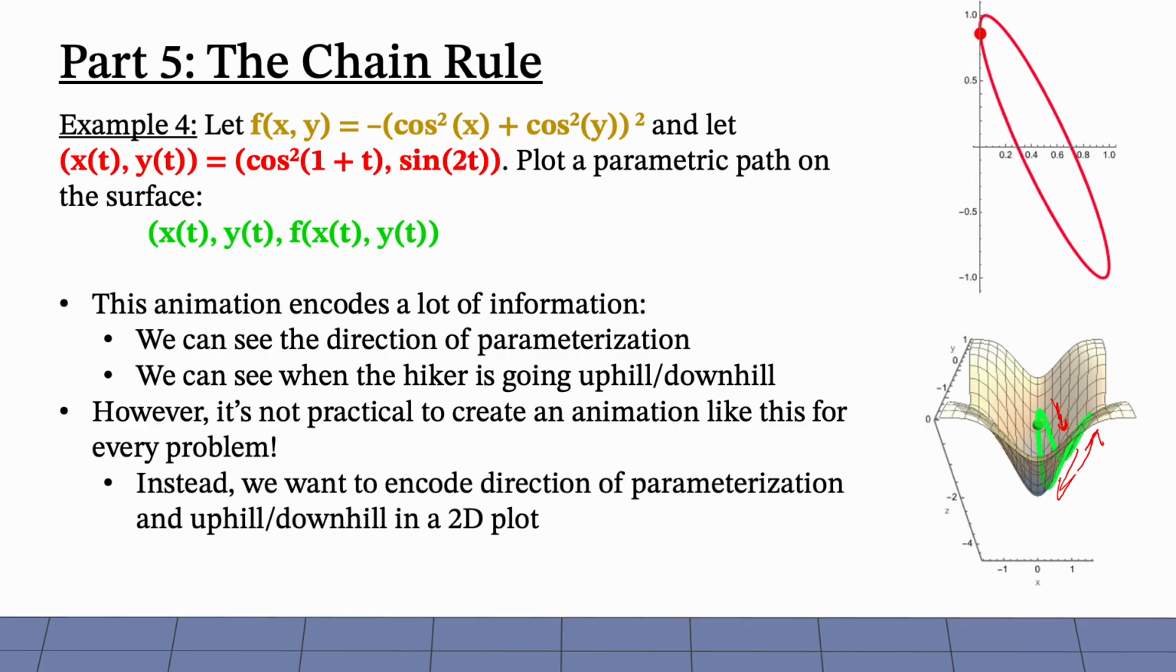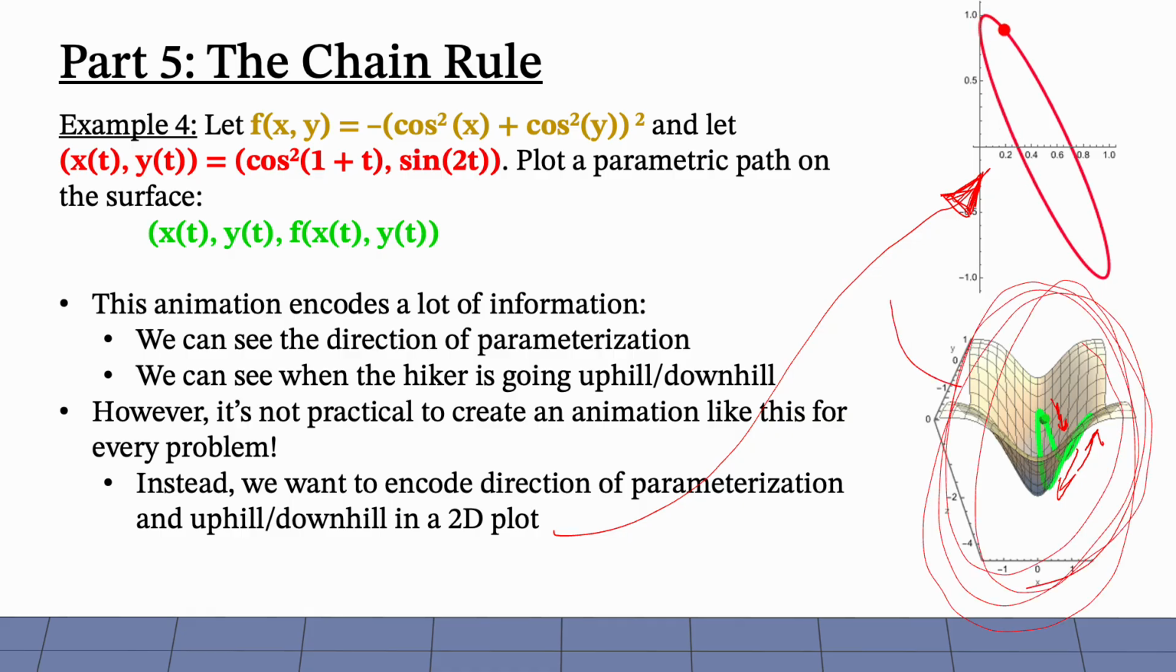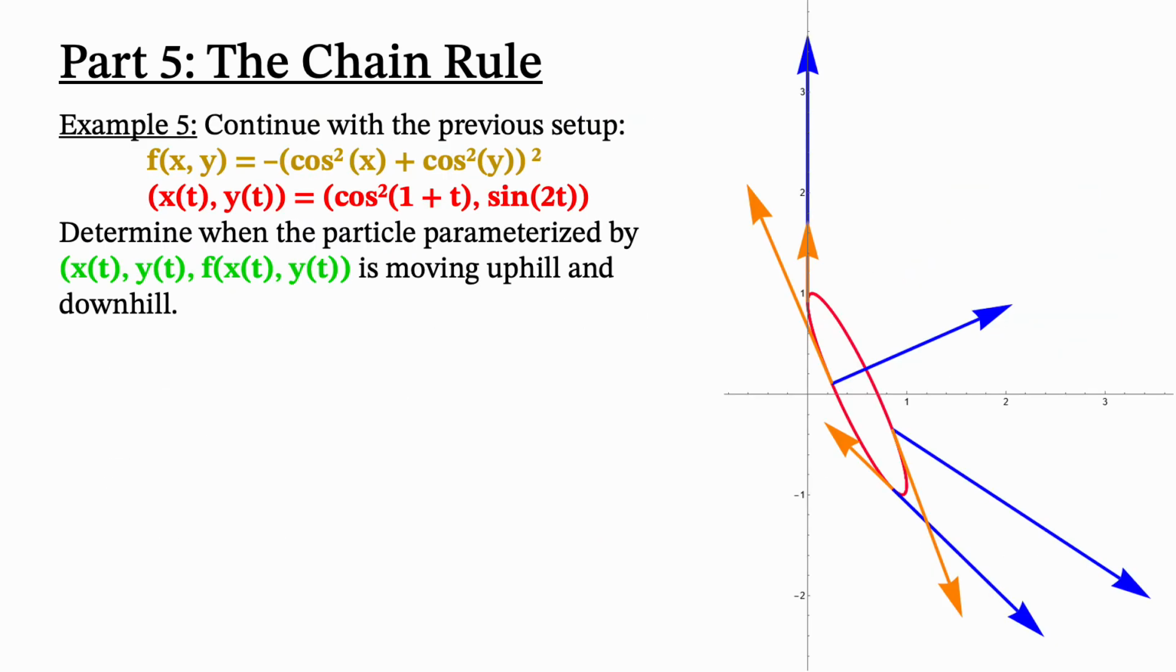Basically, can we encode some of this information, like the direction of parameterization, when we're going uphill, when we're going downhill, into our 2D plot? So kind of continuing some of the stuff we did in the first part of this lecture, can we encode information about what's happening in 3D on a plot that we can store in two-dimensional space? And we can. I kind of got it ready here. We already invented all of the machinery we need.